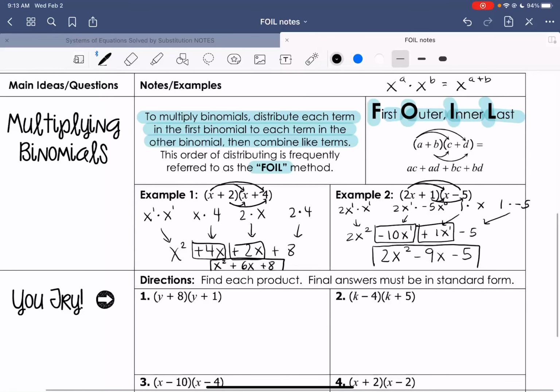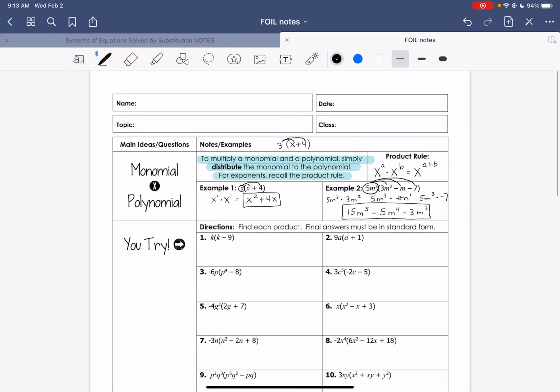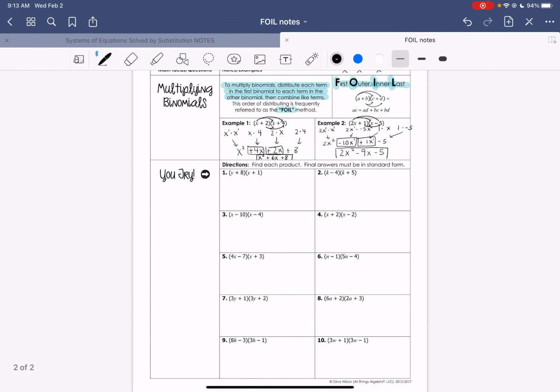So hopefully that helps you better understand the FOIL method, multiplying binomials in this example, or multiplying polynomials here. And take a moment to try some of these examples on each of these pages.